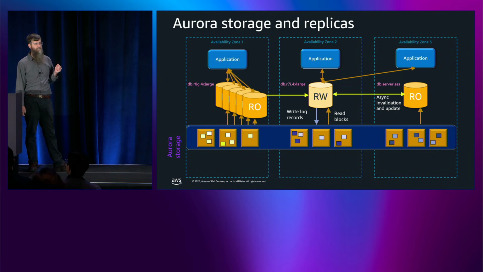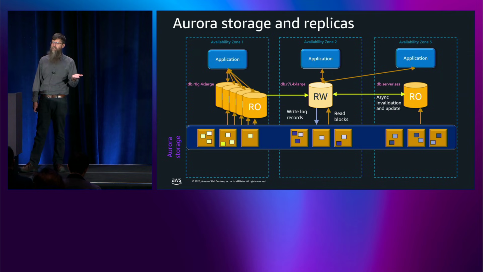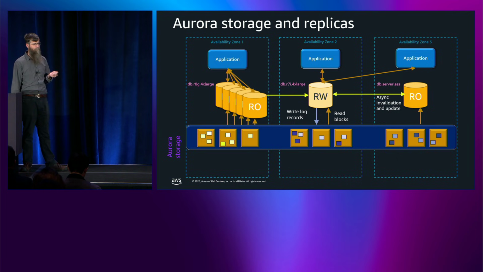We can add or remove them as we like. These replicas can be different sizes. They can be different types of instances. Here we have an R8G, which is a Graviton. We have an R7i, which is an Intel. We have a DB.serverless, which we'll talk about some more later as well.